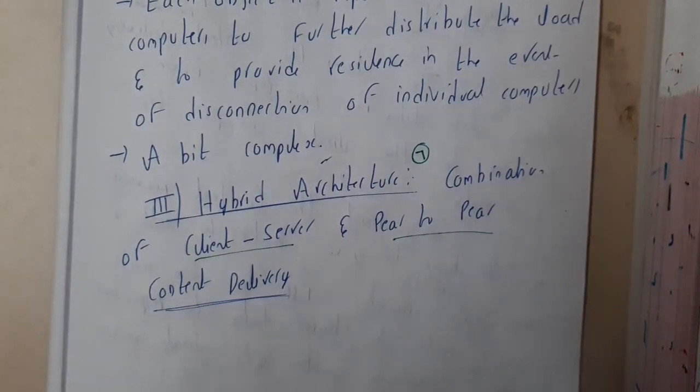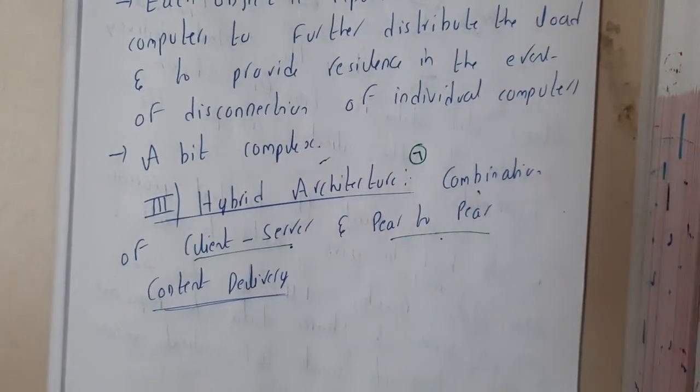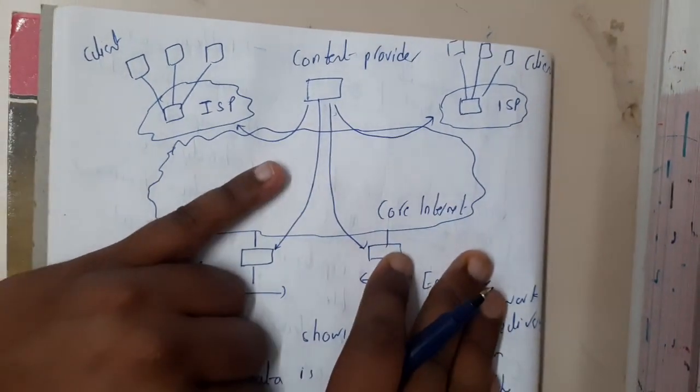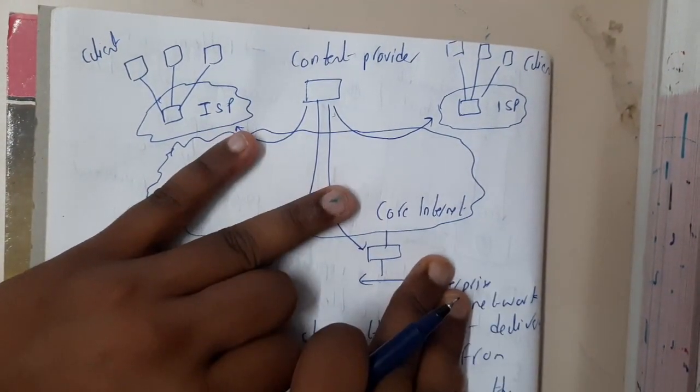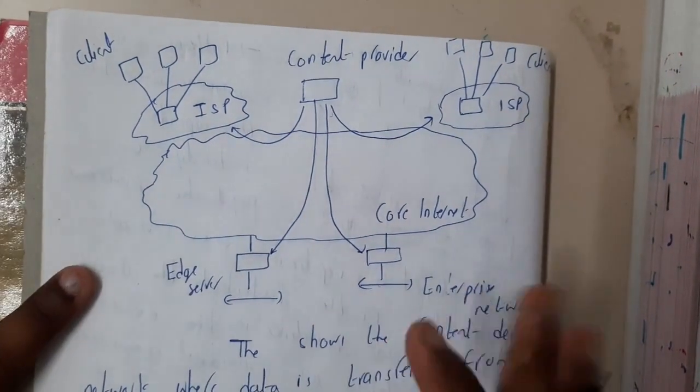In this lecture, let us go through hybrid architecture. Hybrid architecture is nothing but a combination of client-server and peer-to-peer. The best examples for this are content delivery networks or BitTorrent, guys. I hope everyone knows what BitTorrent is. We'll be discussing how they work in this lecture.